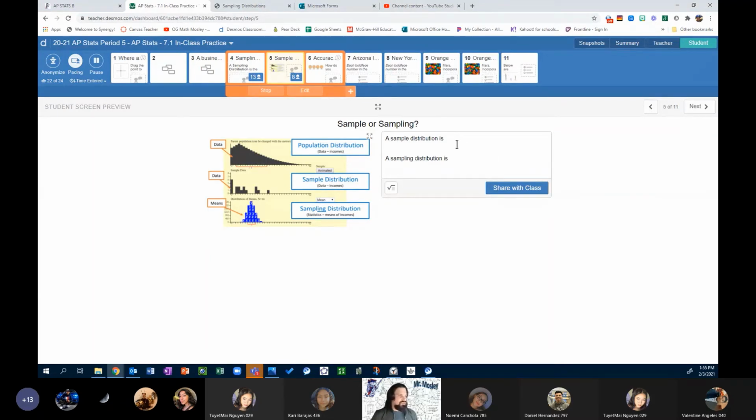So in this entry window here, you should be typing in what these things are, kind of like their definitions. So what is a sample distribution and what is a sampling distribution?